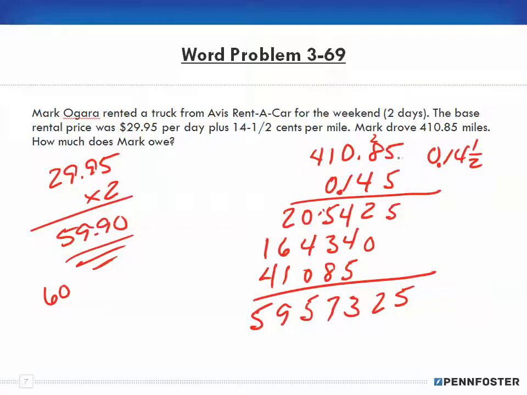And I'm going to be bringing it over 1, 2, 3, 4, 5 decimal places. So I have 1, 2, 3, 4, 5. So for the mileage, I get 59.57. And since we're talking about dollars and cents, okay, 3 in the thousands place means I'm going to round down. Okay, so for the mileage, I get $59.57.